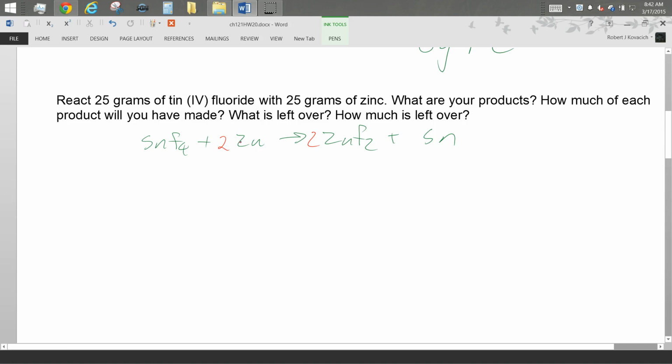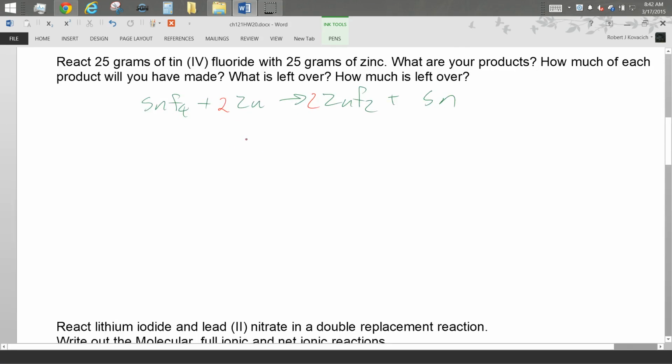Okay. So how do I approach these problems? What do I do? So you want to set them up, start with your grams, right? Grams of what? Grams of tin. Okay, so start with grams of tin 4-fluoride. Can I start with grams of zinc? I have to start with both of them, don't I? I do 1 railroad track with the zinc, and I do 1 railroad track with the tin 4-fluoride. So we'll go with 25 grams of tin 4-fluoride, 1 mole tin 4-fluoride.